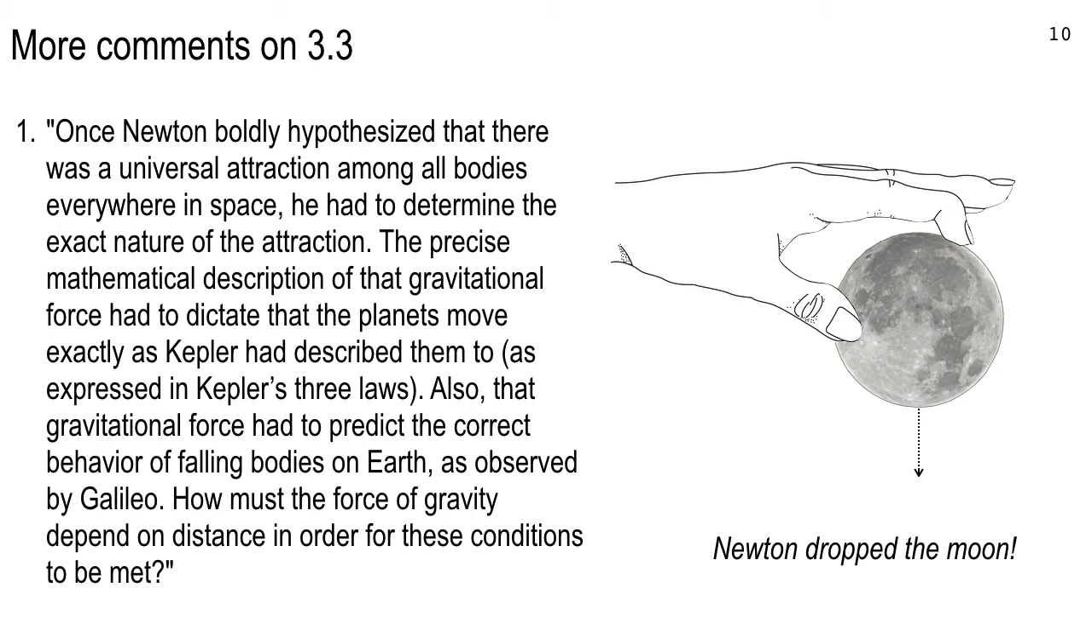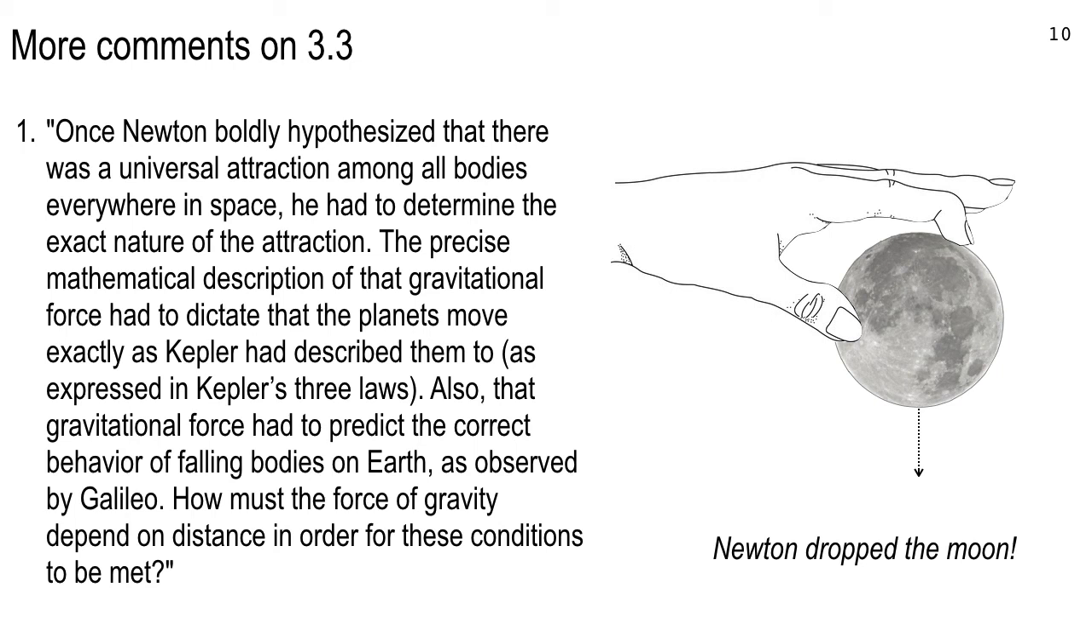All right, so for Sir Isaac Newton, the gravitational force had to predict the correct behavior of falling bodies on Earth as observed by Galileo. How must the force of gravity depend on distance in order for these conditions to be met, i.e., to match up with Kepler's 3 laws and with Galileo's free fall theory? Well, the way that Sir Isaac Newton figured it out, and I read his book, where he wrote all this stuff down for the first time.